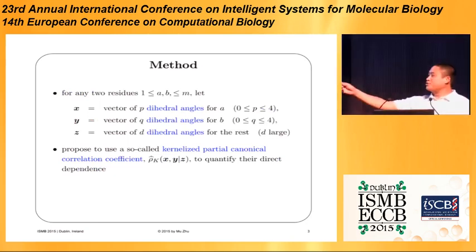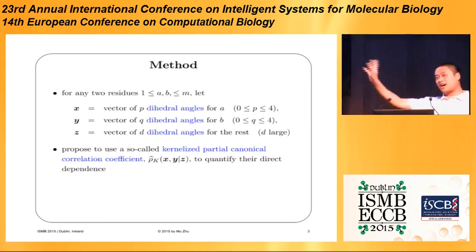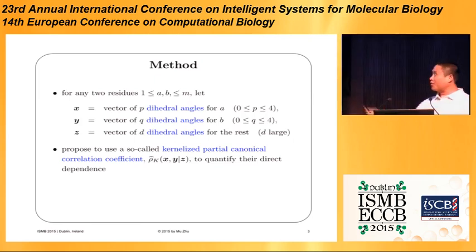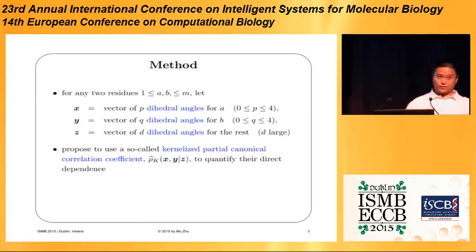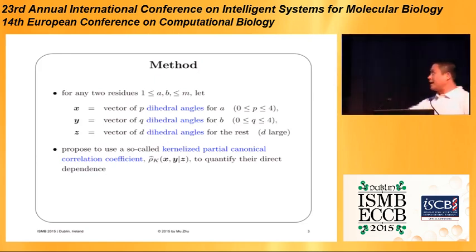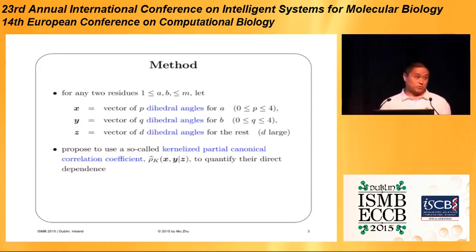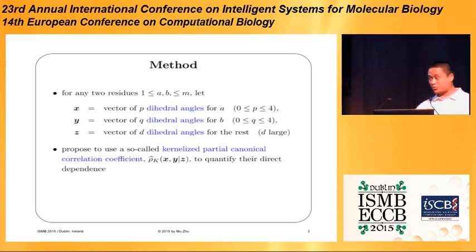Here we have two vectors. X is a number of dihedral angles describing the conformation of one position. Y is the dihedral angles, maybe a couple of them, describing the conformation of another position. X could be 4 angles, or Y could be 3 angles, depending on the type of amino acid. Some are bigger. And Z are the dihedral angles of all the other residues inside the protein. So that's a big number, lots of dihedral angles elsewhere.